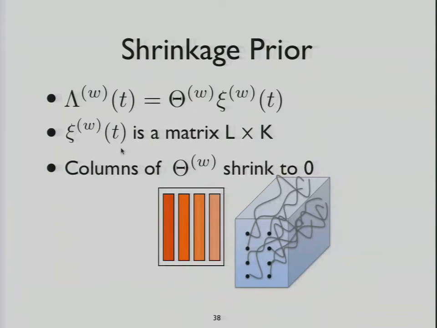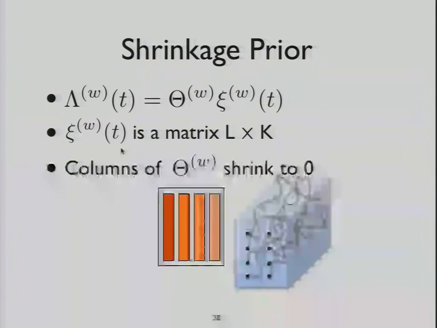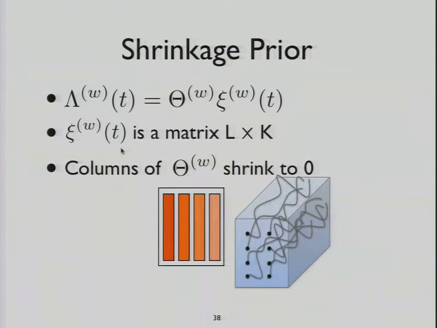So lambda at time t is theta times xi at time t. We're going to put a shrinkage prior on the columns of theta so that we encourage the model to use as few of the Gaussian processes in xi as possible to fit the data. And this relieves us of the burden of having to set k. We can set it to a level that we think is large, and then the model will shrink the theta matrix to use the right number of Gaussian processes.